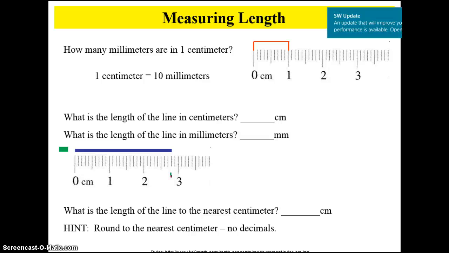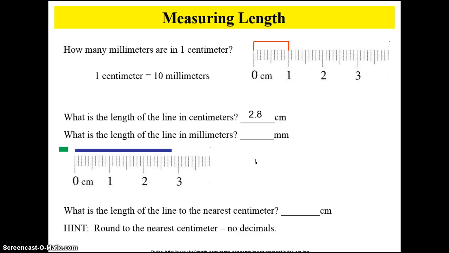The answer is 2.8. So you know that the line has not quite reached 3, it's at least 2, so that's why we write the 2 in. And now we're looking at the millimeters that are inside it. So we know that there are 10 millimeters in a centimeter, so we'll count 1, 2, 3, 4, 5, 6, 7, 8, and that's where the line ends. So 2.8 centimeters. Now, how about the length of the line in millimeters?